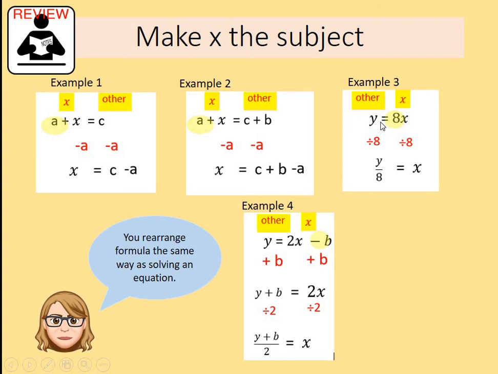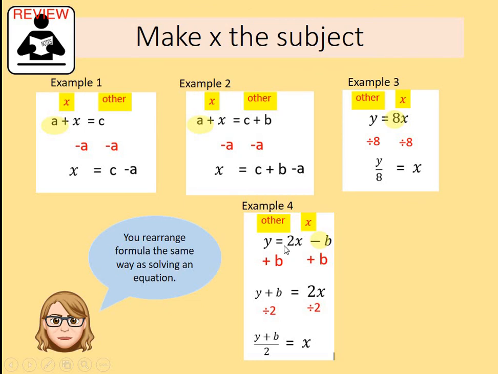Okay, on this one I'm told that y is 8 lots of x. So 8x means 8 times x. So to undo this 8, I'm going to divide. And in algebra we don't use a divide sign, we use the fraction as a divide. So that cancels that out. I've taken it over to the other side as divide. So y over 8 equals x.